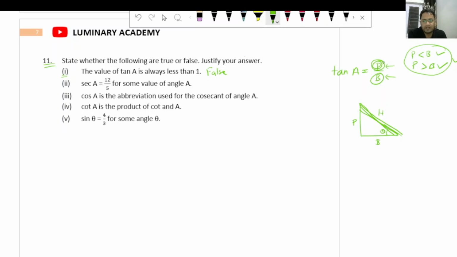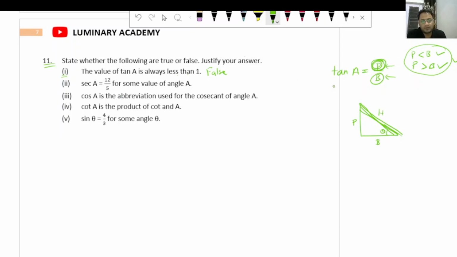So here it is trying to say that perpendicular will always be bigger in this particular case, but perpendicular can be smaller and base can be bigger, but this is not compulsory. Base can be smaller, perpendicular can be greater, the value can be greater than 1. So this is false because of two conditions, and we are not sure about any of the conditions, so that's why it is false.